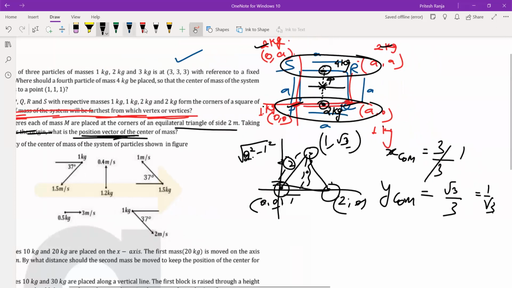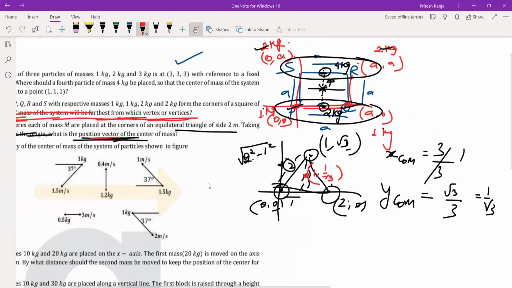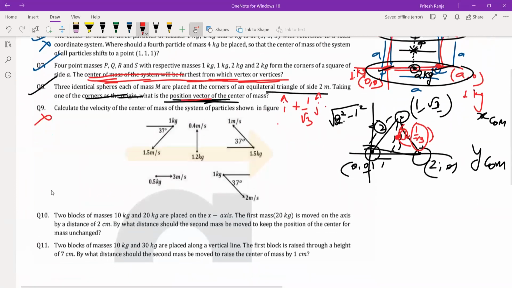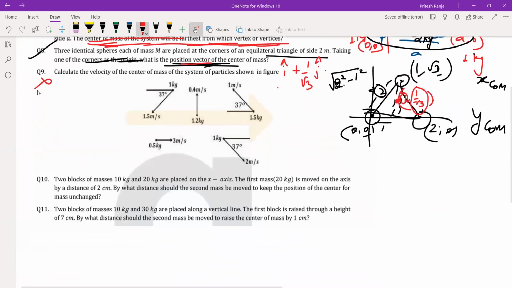So the position coordinate we got is (1, 1 by root 3), but you are asked the position vector. What will this be? 1 i cap plus 1 by root 3 j cap. That will be the position vector. Okay, guys. Next one we're going to do here. This one we did already, we'll not do this. Number 10 we'll do quickly.